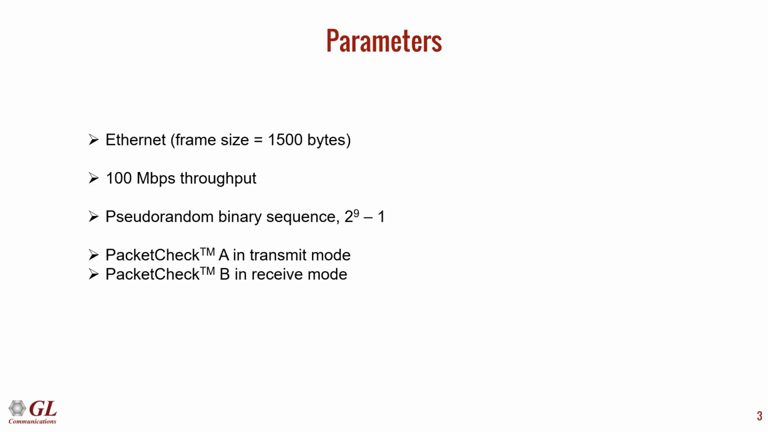The parameters for this test are as follows. We will send Ethernet frames. We will conduct the test at 100 megabits per second and use a pseudo-random binary sequence as our bit pattern for the bit error rate test. PacketCheck A will be in transmit mode and PacketCheck B will be in receive mode. Next, we will show the PacketCheck software.